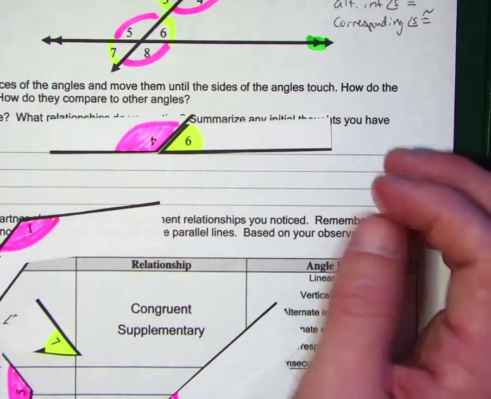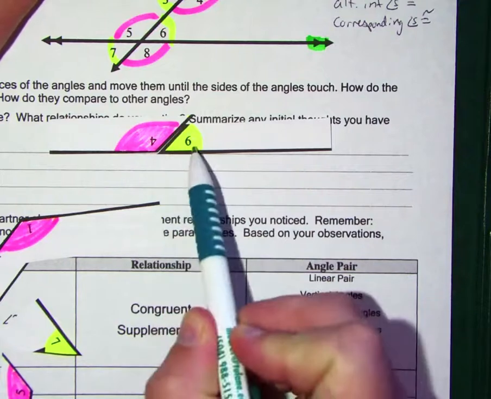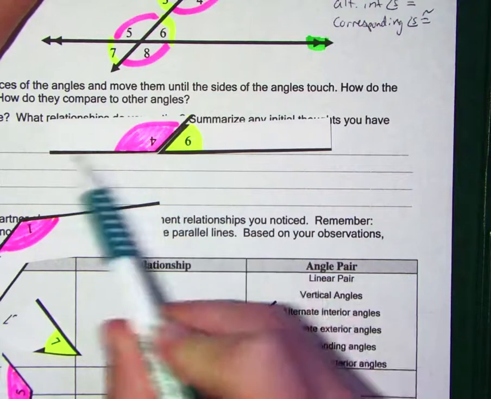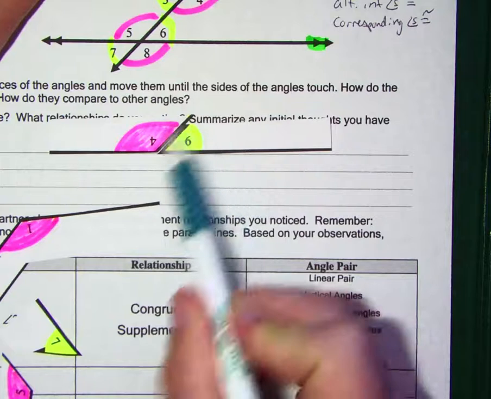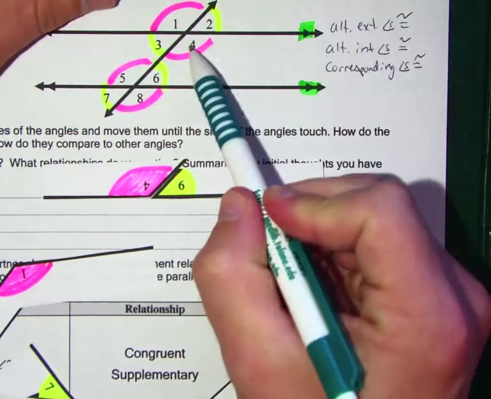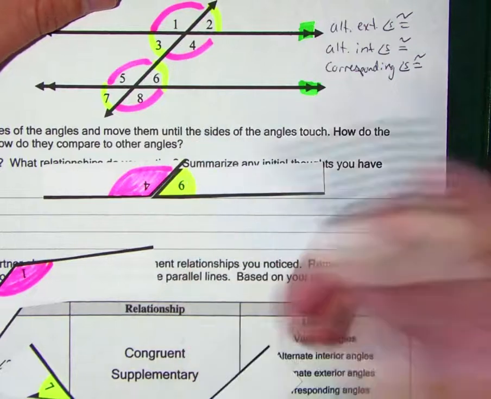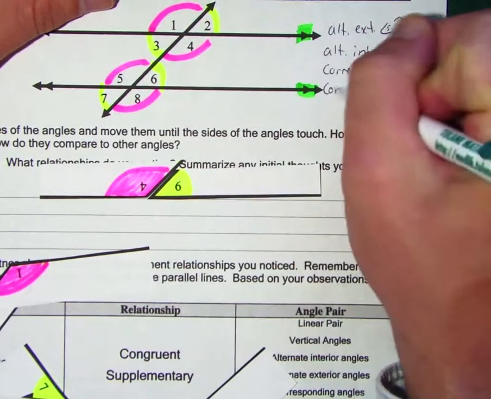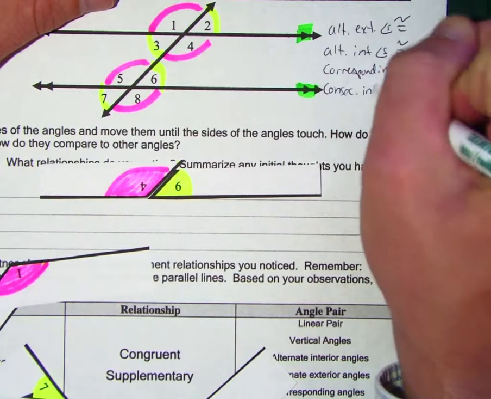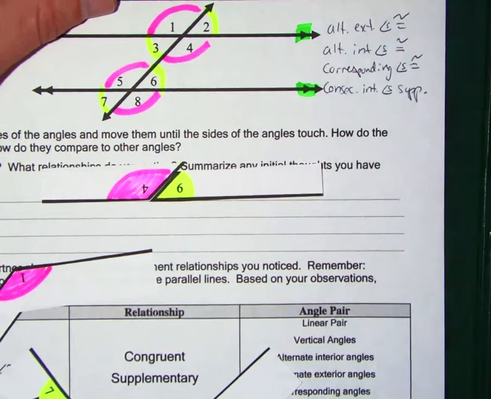And they make a straight angle. So, what's this called? A linear pair. They're adjacent, they form a straight angle, so supplementary and adjacent. So it turns out that the consecutive interior angles are supplementary.